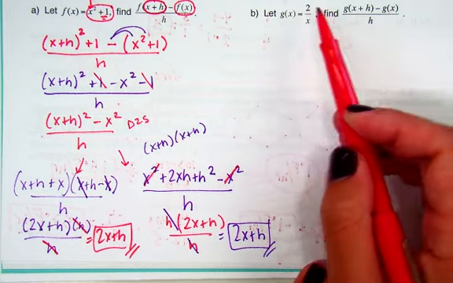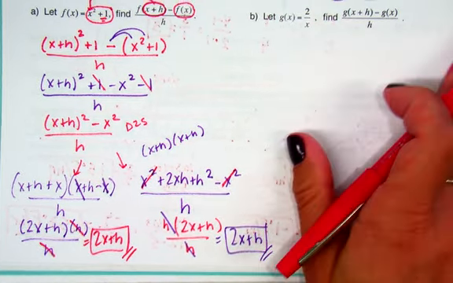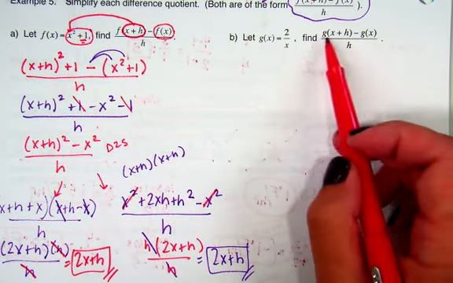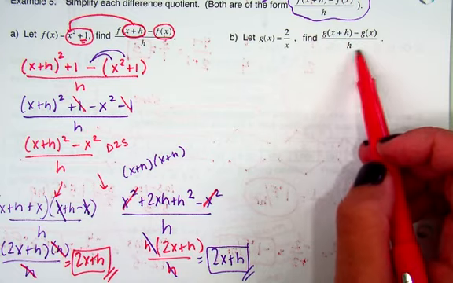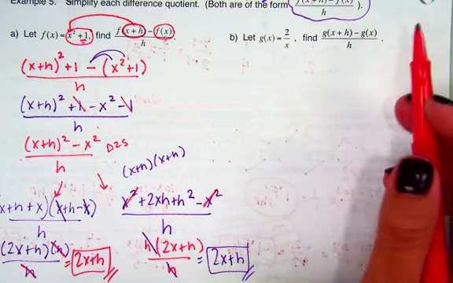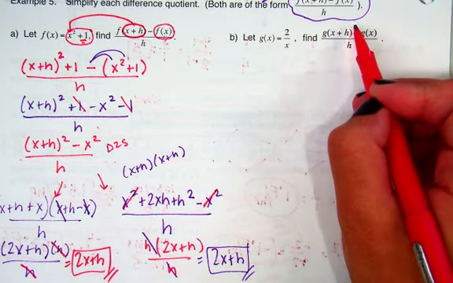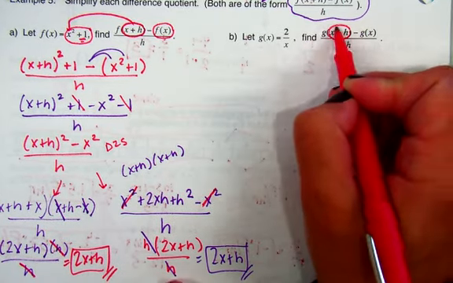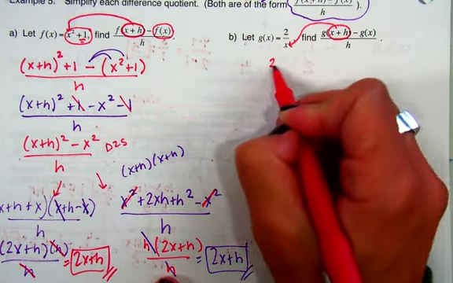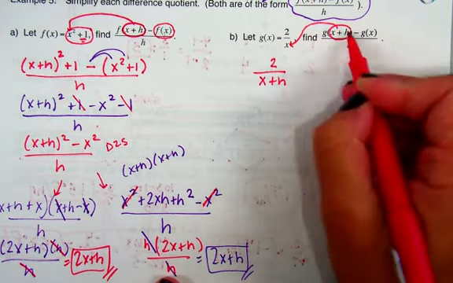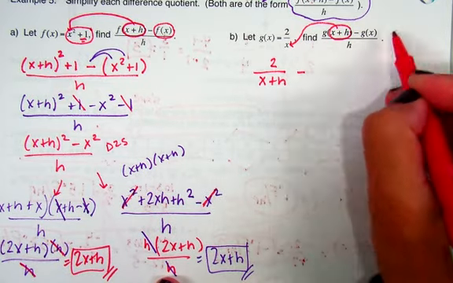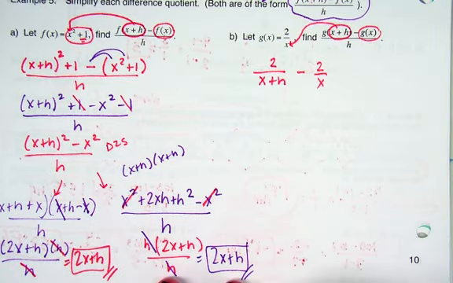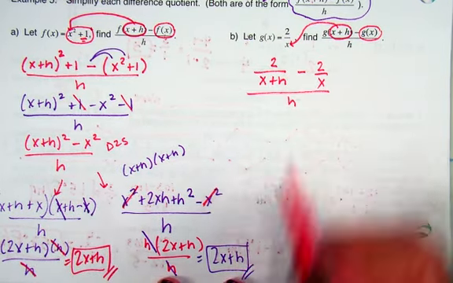Letter B is going to be a reciprocal function, 2 over x. And again, we're going to do the same thing, g of x plus h minus g of x all over h. This is going to give us a complex fraction, so good practice reviewing how to solve a complex fraction. I'm going to take this whole thing, x plus h, and plug it in for x. So I'll have 2 over x plus h, that's this first part, minus g of x, oh, that's just 2 over x, but it's all over h.